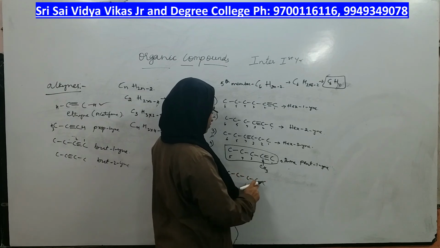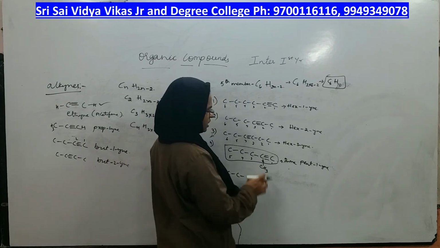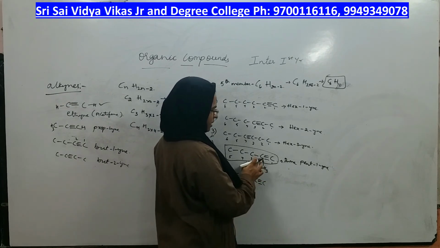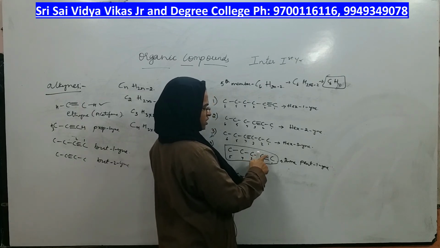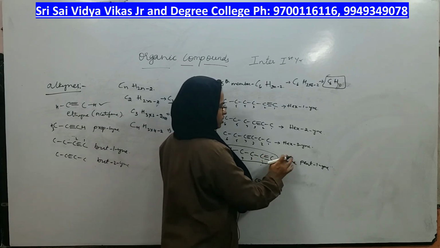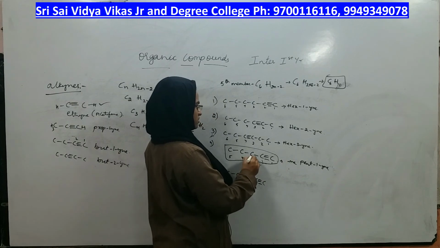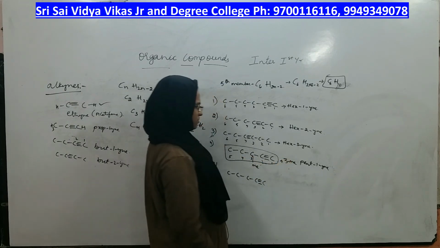1 2 3 4 5. Let us take the position of the triple bond here only, but in this compound I am not satisfying the tetravalency of carbon. 1 2 3 4, already 4 bonds are there. How can I add a 5th bond on the carbon? So 2-methyl pentyne is not possible, so I should take 3-methyl pentyne only. So it should be 3-methyl pentyne.